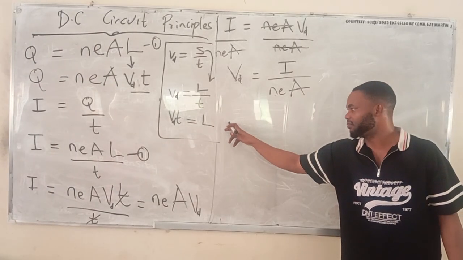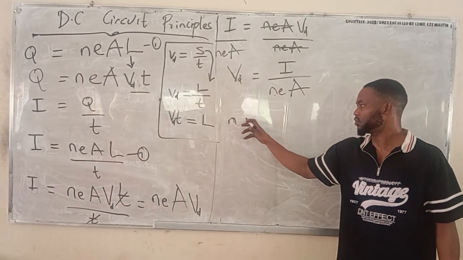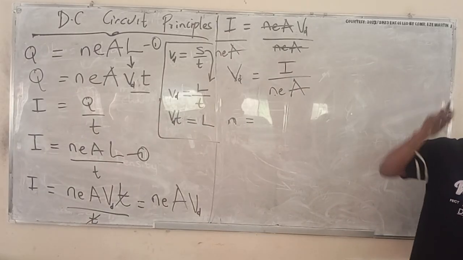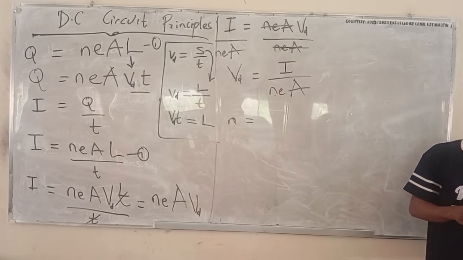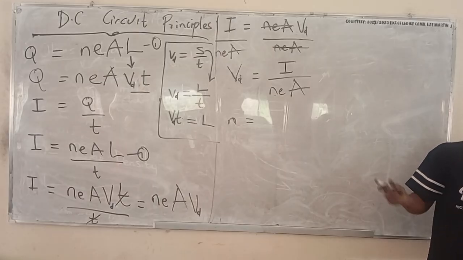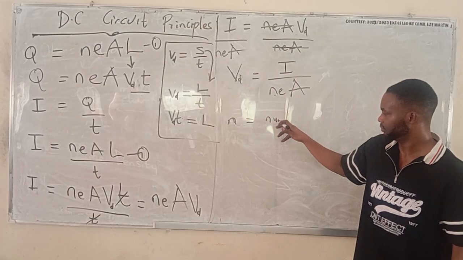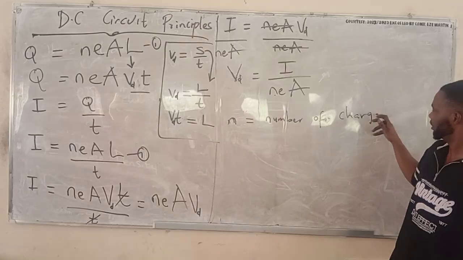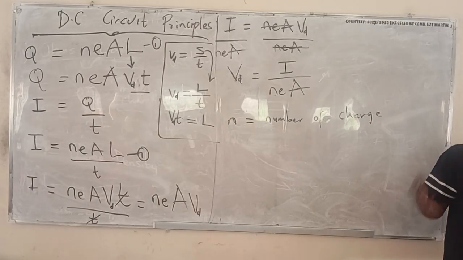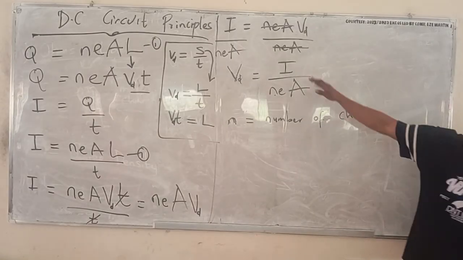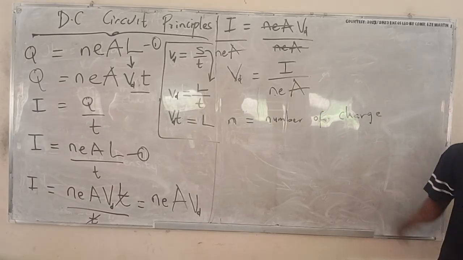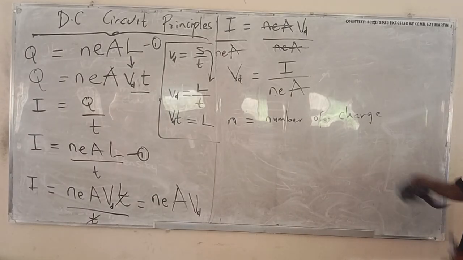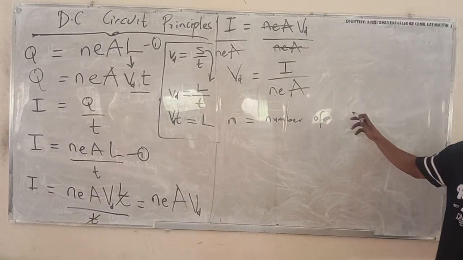So let's talk about this n before I progress. We know that in the first class when we started, the n, they always tell us to find the number of charge. So this n can mean number of charge. That is when you are finding n. But in a situation where you have this kind of setup, what is the n there? It simply means number of, not just charge, but free electrons.